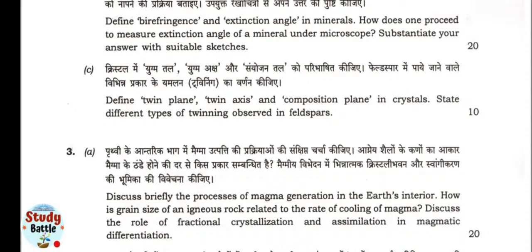Okay, so in feldspar, a very common twinning is known as albite twinning. And there can be polysynthetic twinning in the case of feldspar, and there can be one or two more, I don't remember exactly, but polysynthetic twinning is there. Albite twinning is very common in feldspar.